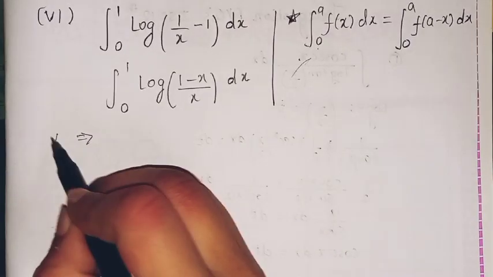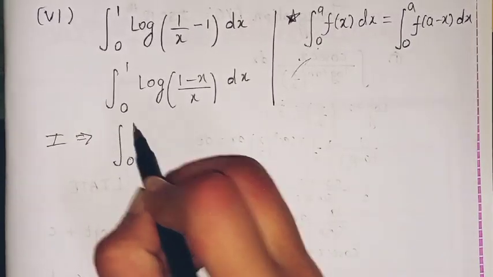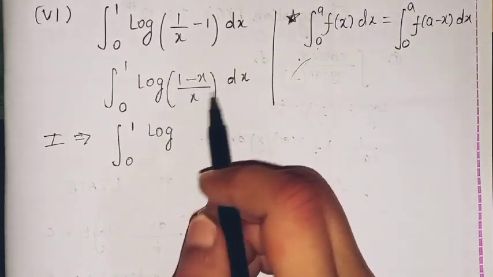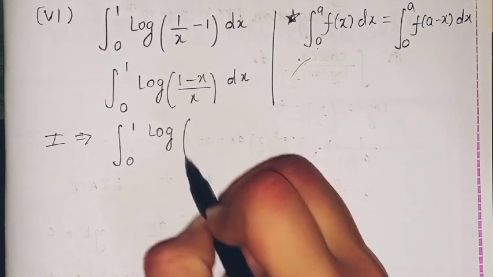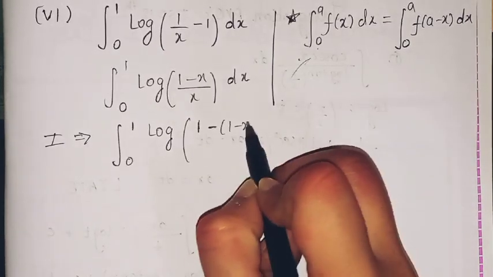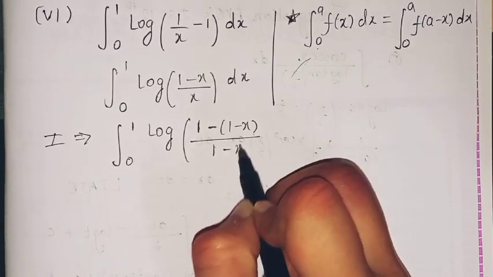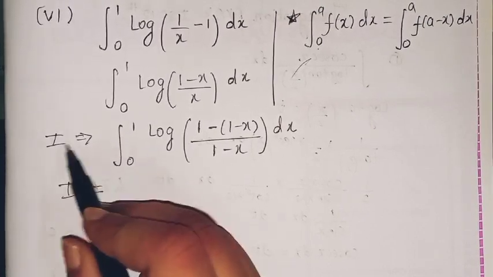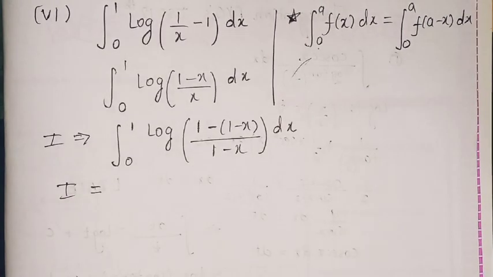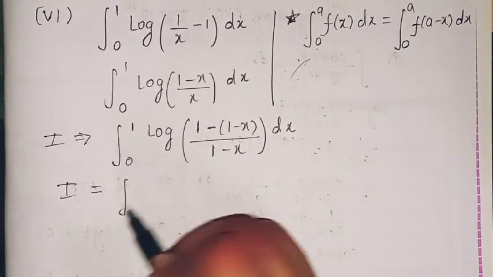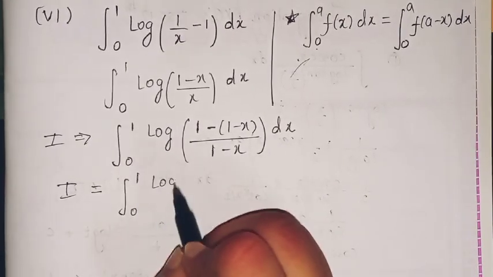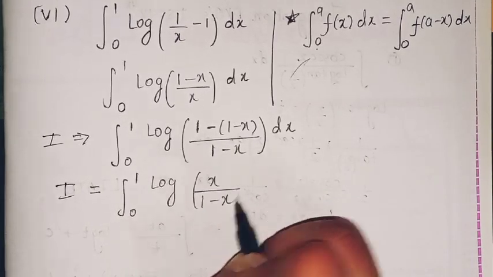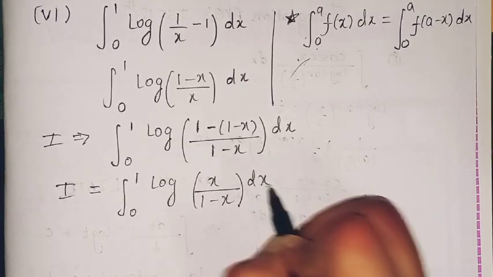I equals integration from 0 to 1 of log. So here we'll substitute 1 minus x in place of x. This becomes (1 minus x) divided by (1 minus x) dx. See, you have to keep it equal to I, because at last we have to do something, right? 0 to 1, then log, the 1 and 1 get cancelled. The value will be x upon 1 minus x dx.